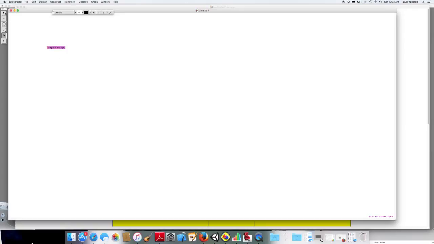So making a slider is not a very difficult thing to do. All we're going to do is lay out a line segment, put a point on that line segment, and then measure the distance between these two points.